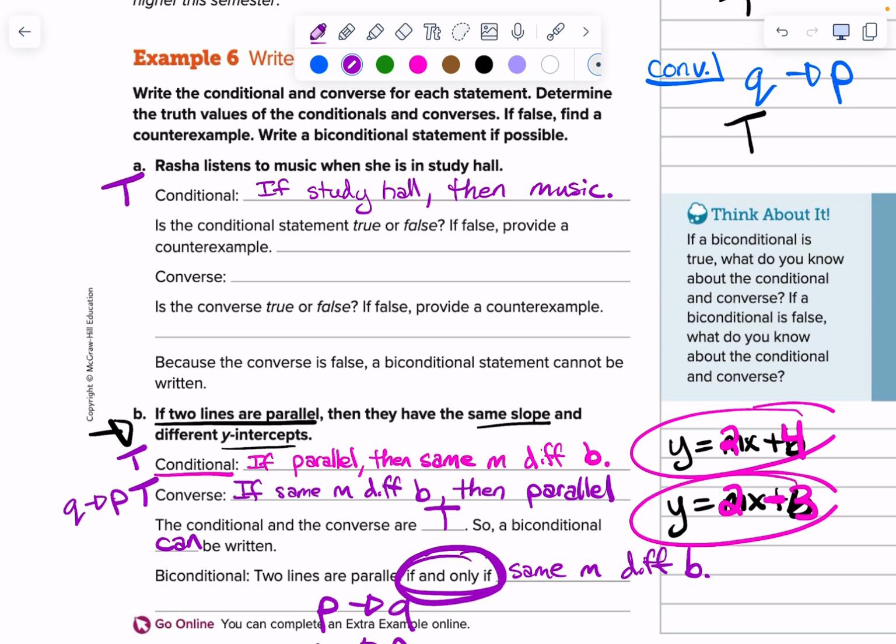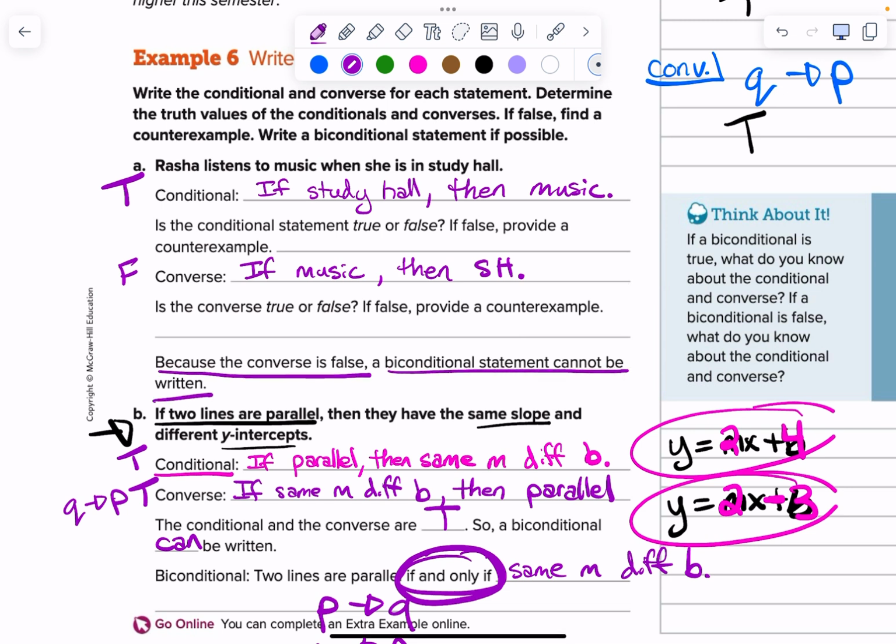Now, if I flip that around, it would say if she's listening to music, then she must be in study hall. No. Why is that not true? Because she could be listening to music at home, or she might be listening to music in math class. Hopefully not, but that could be a thing. So that is false. Because the converse is false, a biconditional statement cannot be written.